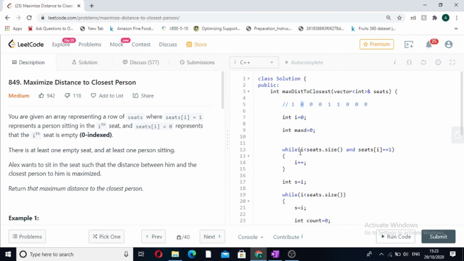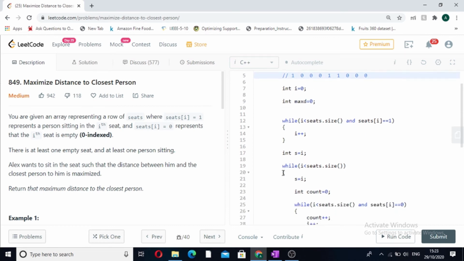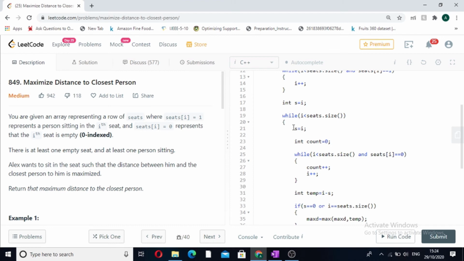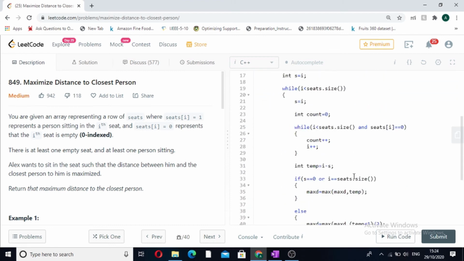Why I have taken s: it denotes the starting point of the zeros. So now I have again written a while loop which will help us in iterating the rest of the array. Now inside this while loop I have taken an int count equal to 0, which will store the number of zeros we have encountered.